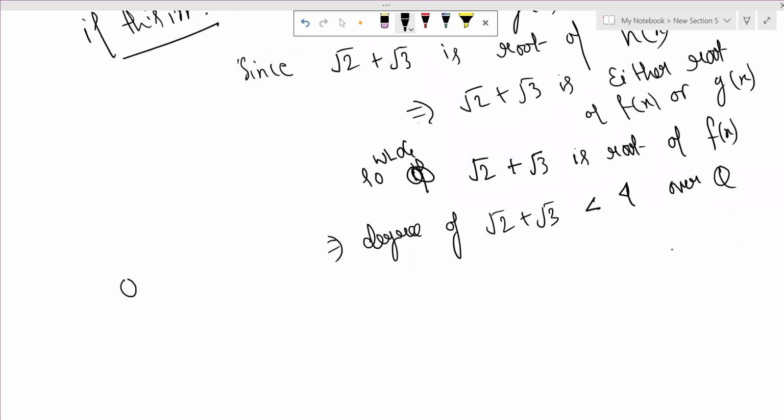One is the simple way, right? One is this way. You can do this tower way. Q root 2, Q root 3. This is a 2 degree extension. This is also a 2 degree extension.